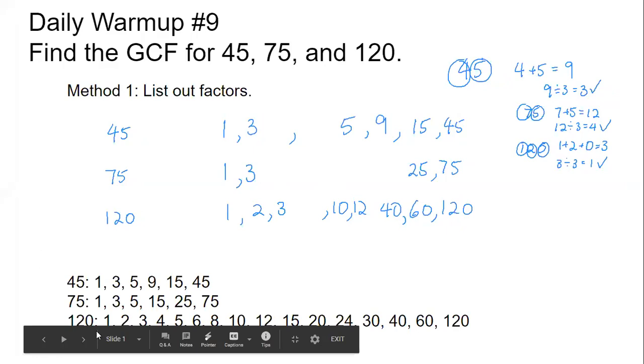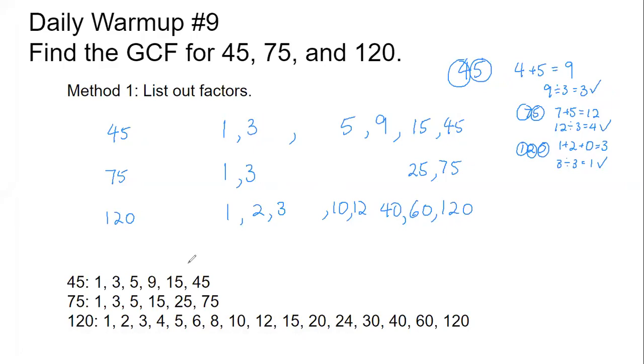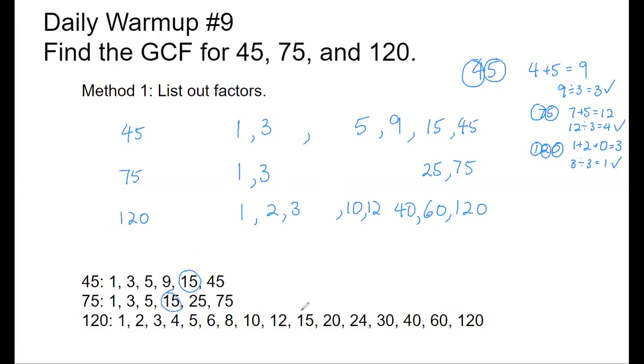Okay, so if you get to this part, you've listed out all the factors. You see, hey, here's a 15, here's a 15, here's a 15. Any other bigger number they have in common? Nah. So the GCF is 15.